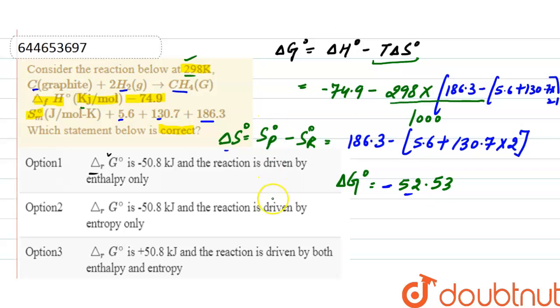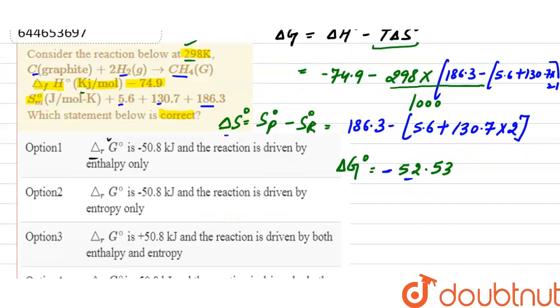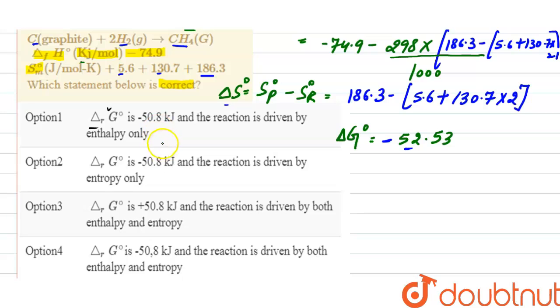So in the options, the values of Gibbs free energies are given. Now we'll check the options one by one. In the first option, the Gibbs free energy is -50.8. Yes, that is correct. And the reaction is driven by enthalpy only. This is incorrect because the reaction is driven by both entropy and enthalpy. So the statement given in option fourth, that the standard Gibbs free energy is -50.8 kilojoule and the reaction is driven by both enthalpy and entropy, is correct. So the correct option here will be option fourth.